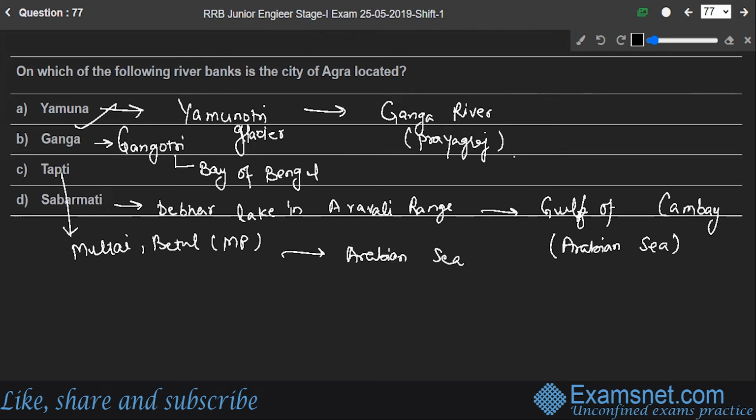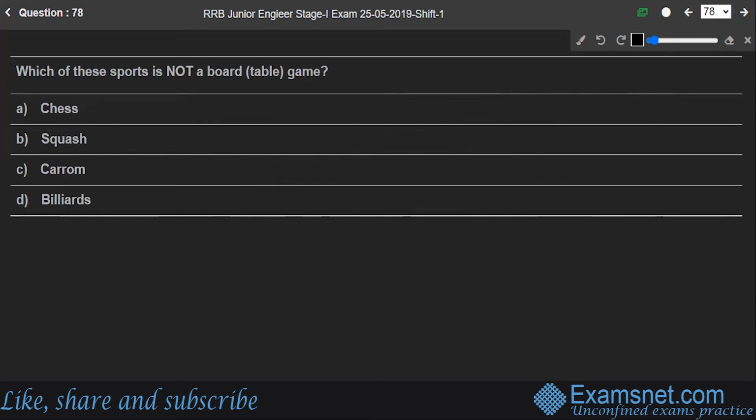All right. So, the city Agra is situated on the banks of Yamuna. A option. Right. So, this is the right answer. Hope you understood that. Next is question number 78.